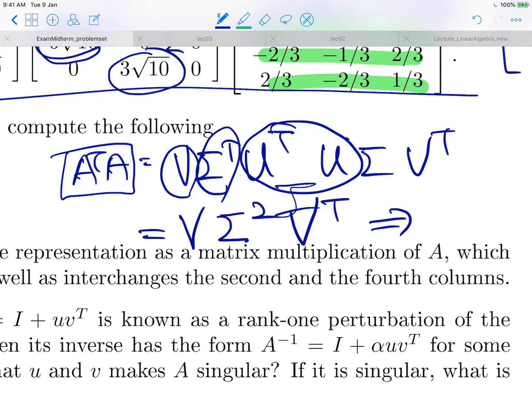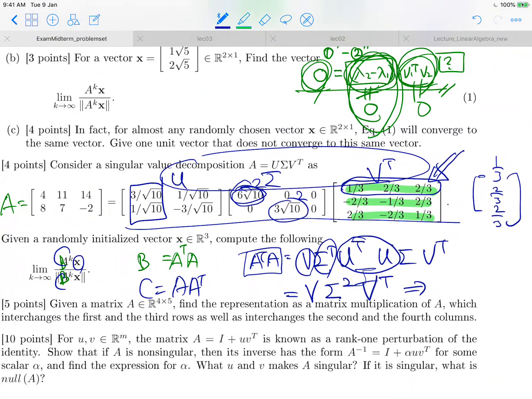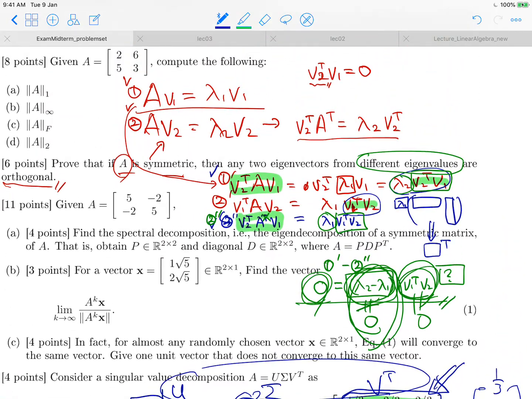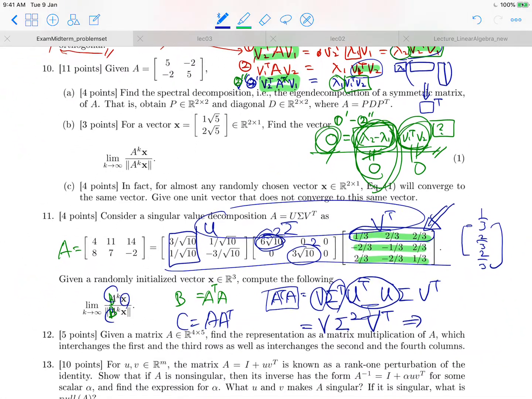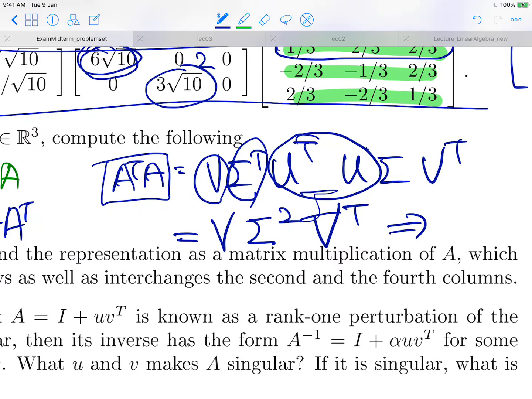in this form, let's remind what we proved in this problem, or problem 9. So if A is symmetric, then we obtain orthogonal eigenvectors, right? And so here A transpose A is basically one example of a symmetric matrix. So if we transpose it, then it will give us the same result. And then if we look at this form, we have the diagonal matrix in the middle, and these two parts are V and V transpose.